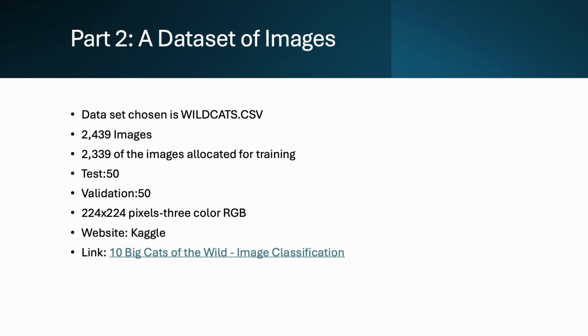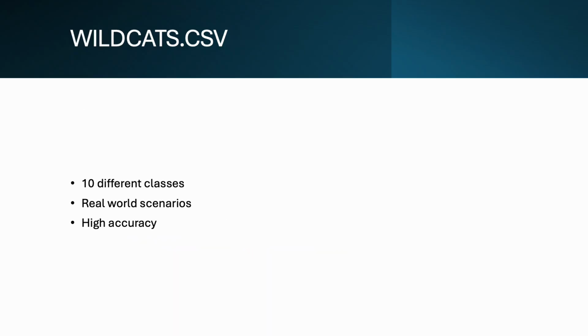This dataset is collected from Kaggle, and the link is also provided. A little bit more information on the wildcats.csv file. This dataset consists of 10 different classes, and each of those represents a different big cat species. All images were sourced from the internet, and they all mimic a real-world scenario. This dataset has proved to have high accuracy levels in numerous classification tests.